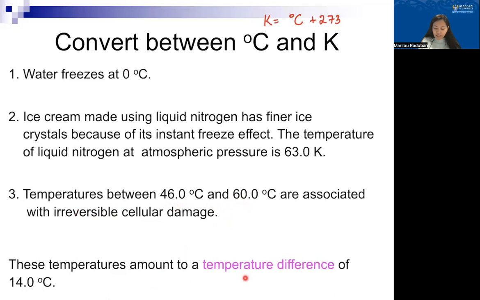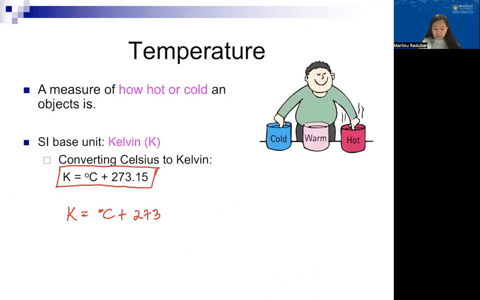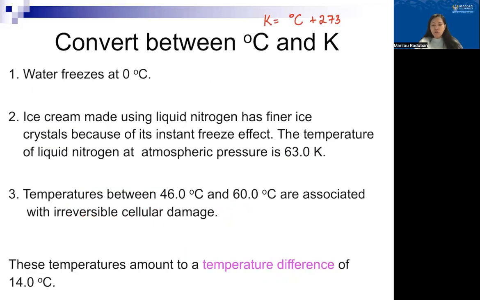And then finally, we want to convert the temperature difference. So 14 degrees Celsius is the temperature difference, or the change in temperature between two different temperatures. Okay, so try that for a bit, and then we'll see how we do the conversion of these temperatures.